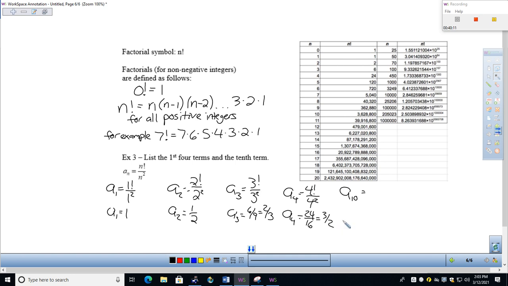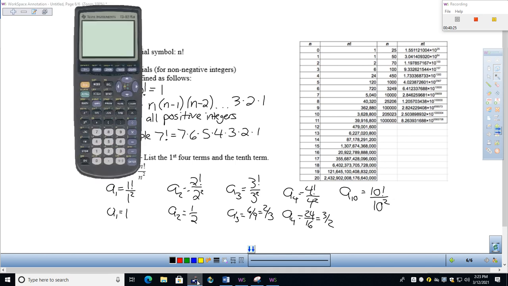And lastly, let's do this one on the calculator just so you know where this button is, because again, we will be using the factorial calculation. So 10 factorial over 10 squared, even though it's in the table, let's do it here. So everybody, go to your calculator if you would. I'm going to go to my main screen, and I'm going to hit 10. I'm going to go to Math. So everybody hit the Math button. And you're going to move it 1 to the left to get over to PRB.